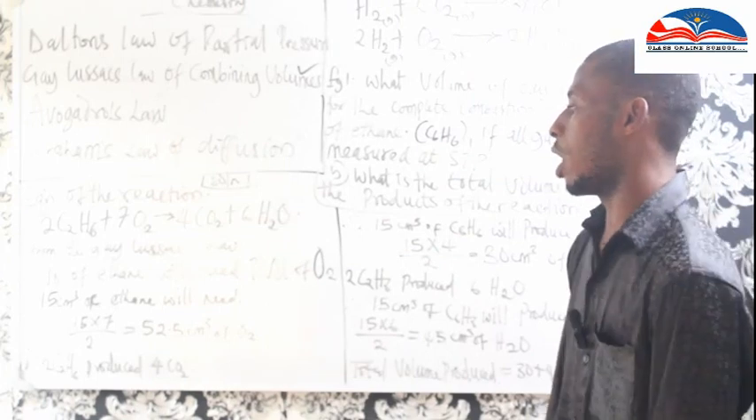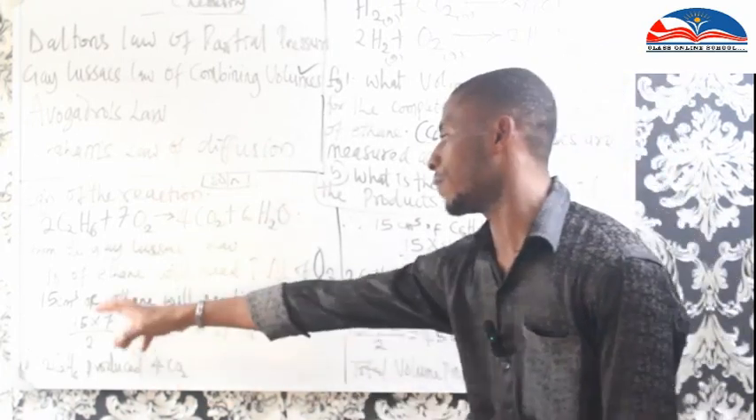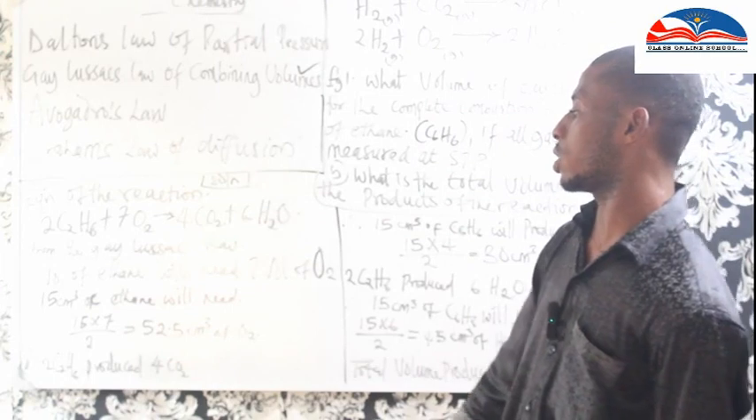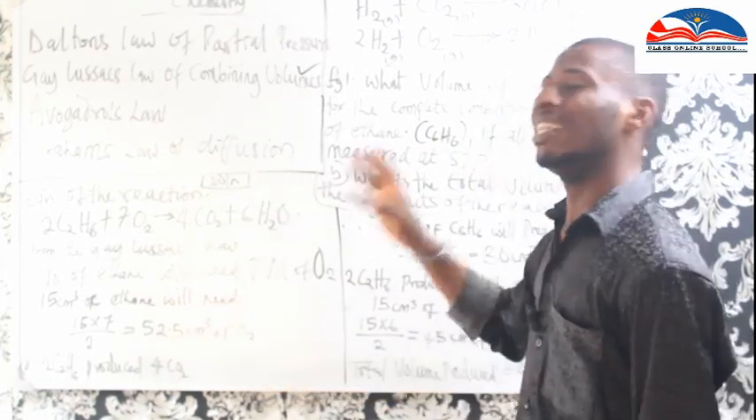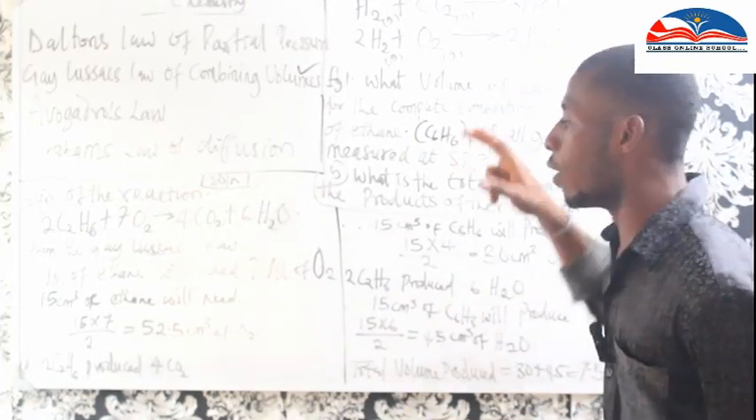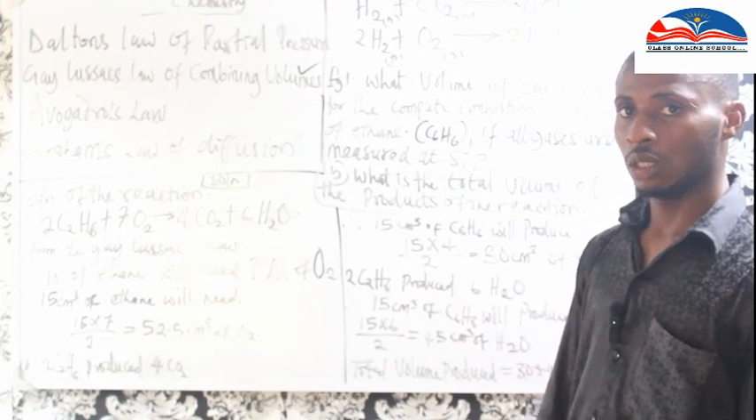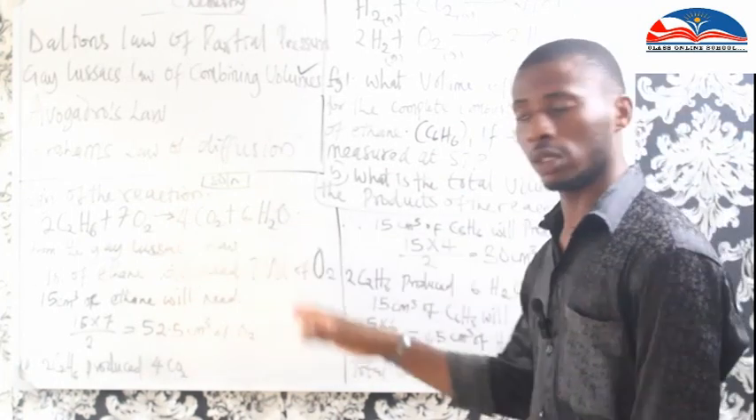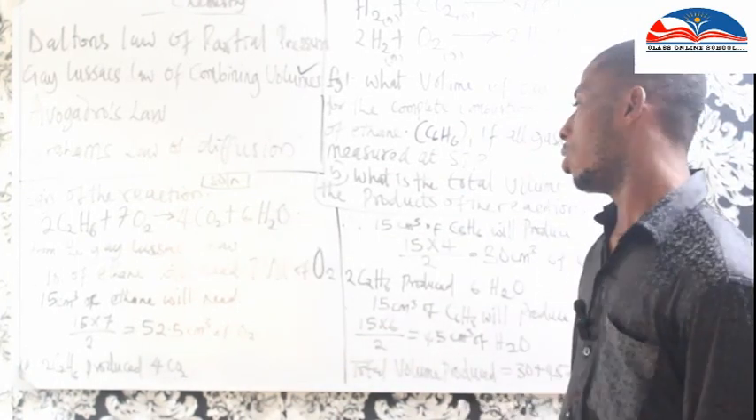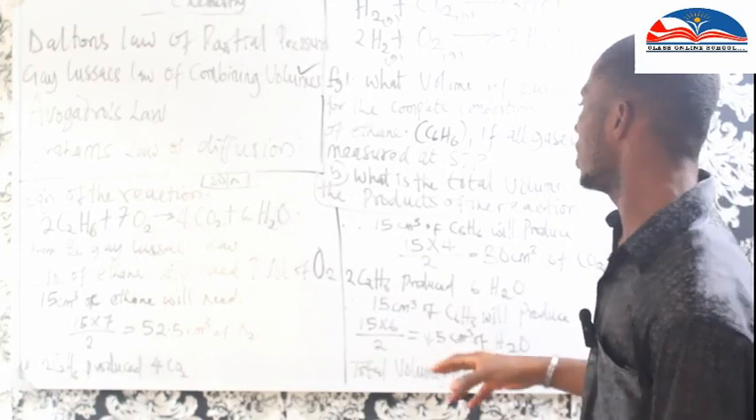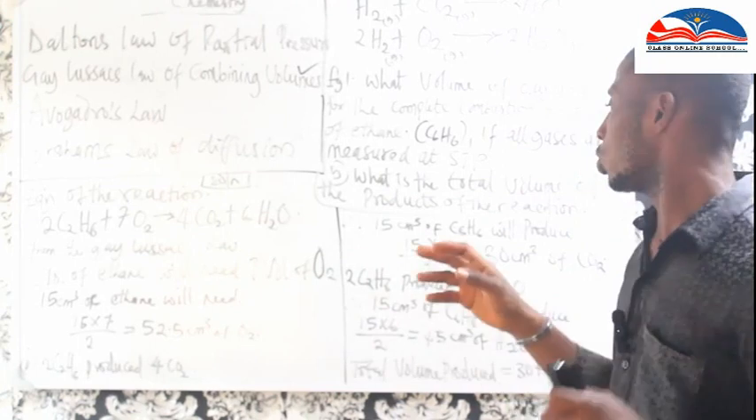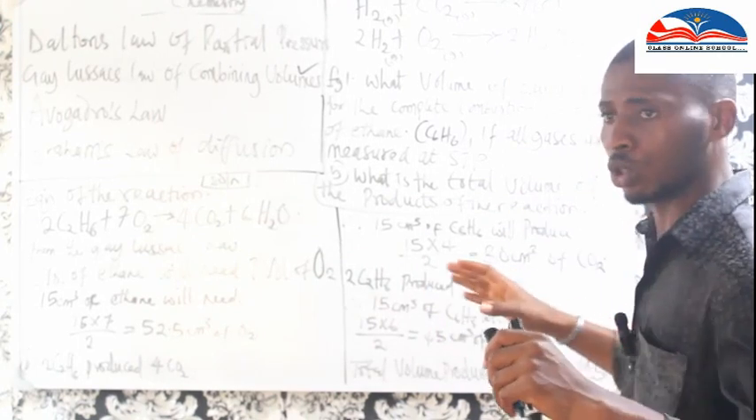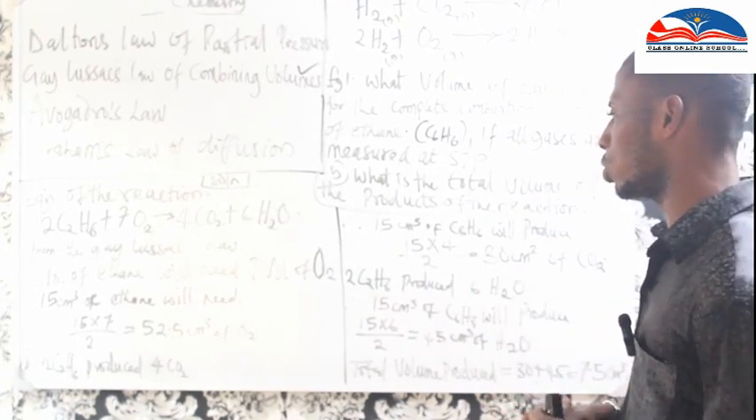Once you do that, you will get the total amount of oxygen that will be used to produce this. From our calculation, you see 15 times 7 divided by 2, which gave us 52.5 cm³ of oxygen needed for the total combustion, complete combustion of ethane to produce all this. Now, the question for B says, what is the total volume of the products of the reaction? The total volume of the products of this reaction. That is what we are going to look at now.